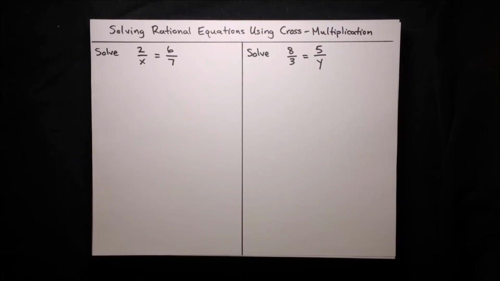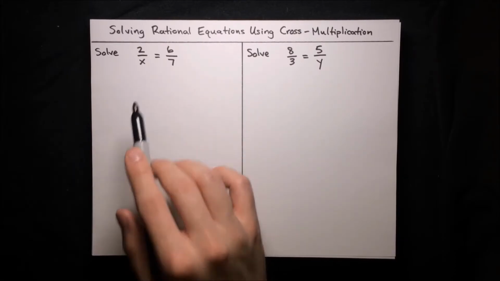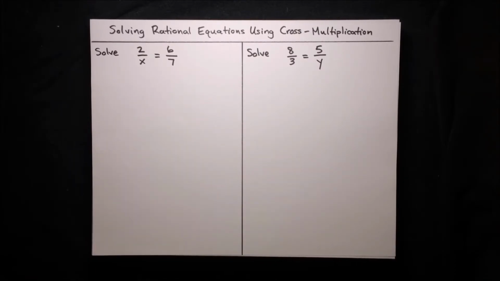In this video, I'm going to show you how to solve a rational equation using cross multiplication. So here's our first problem. We want to solve 2 over x equals 6 over 7.